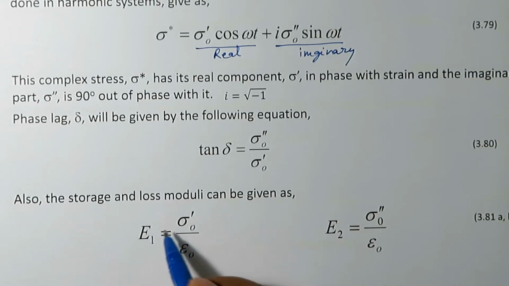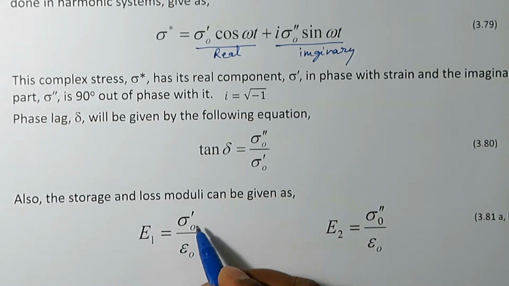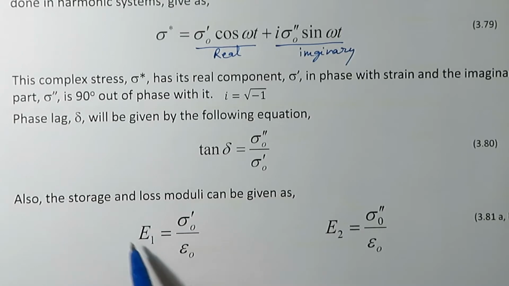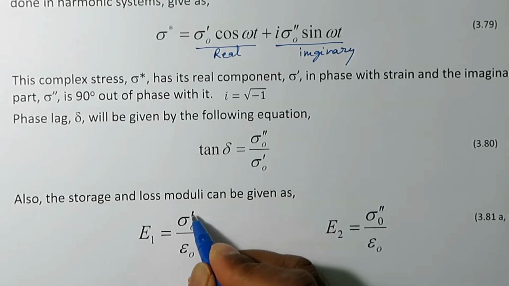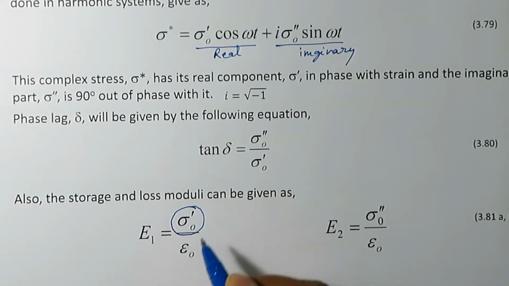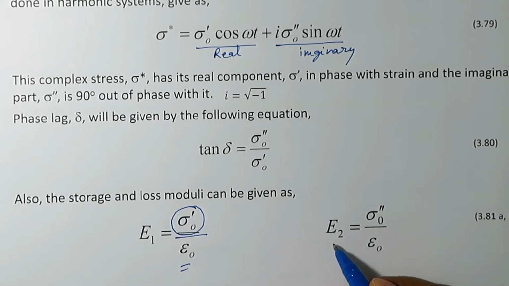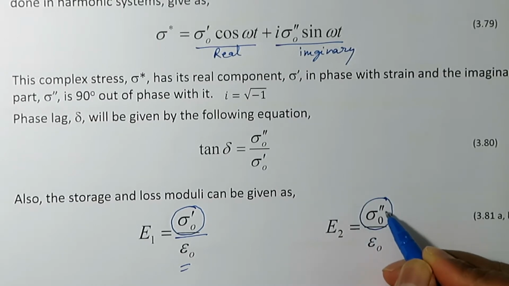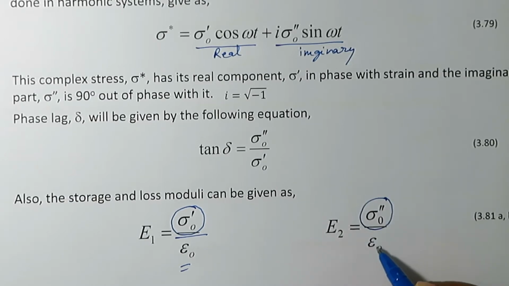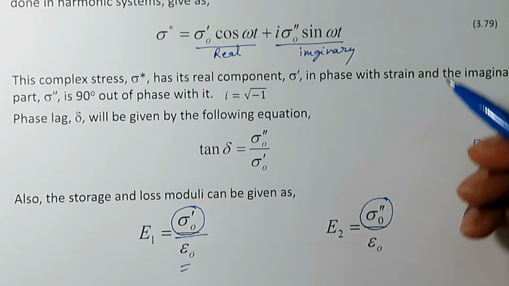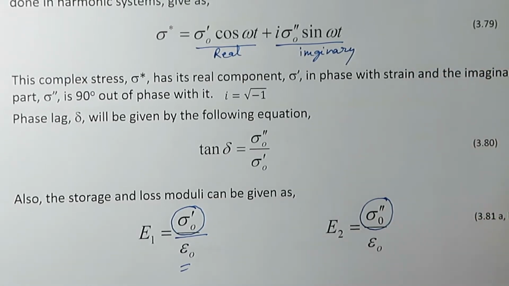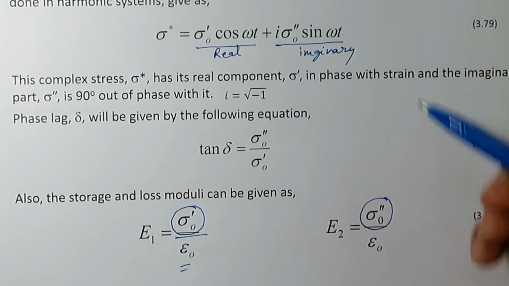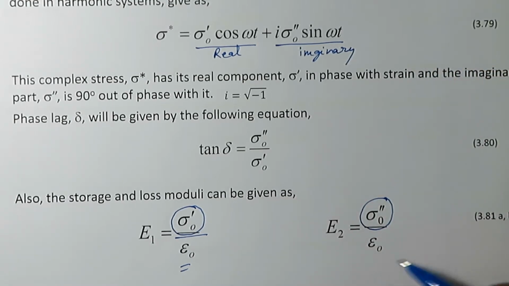and the storage and loss modulus can be defined as follows. E1 is the storage modulus. It is given by sigma naught prime divided by epsilon naught, and E2 is the loss modulus, which is given by sigma double prime over epsilon naught. So this is another way of writing the stress equation and defining the storage modulus and loss modulus.